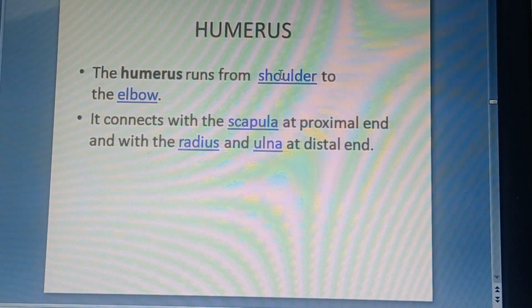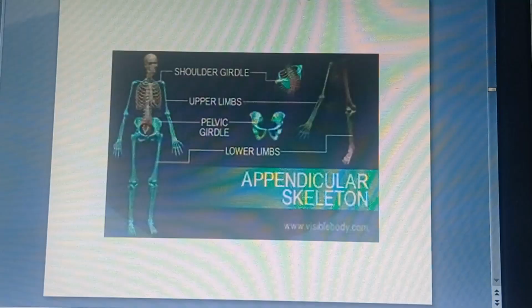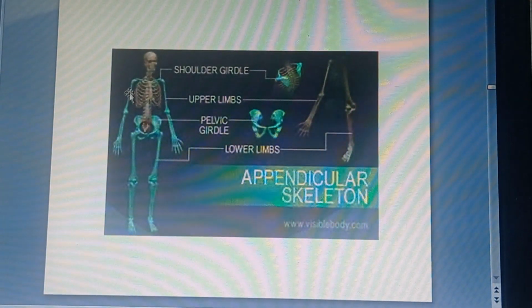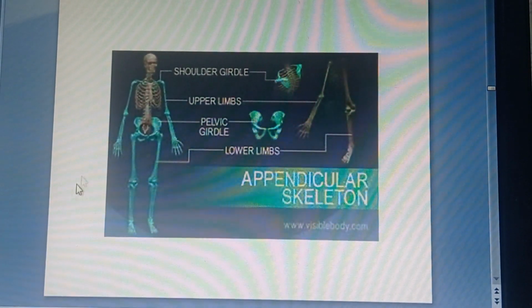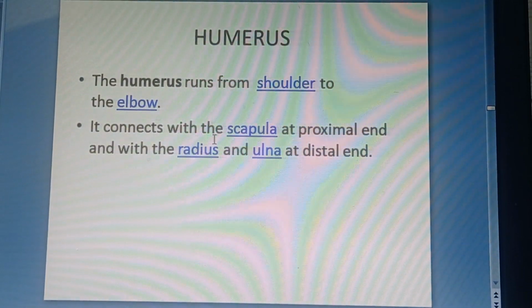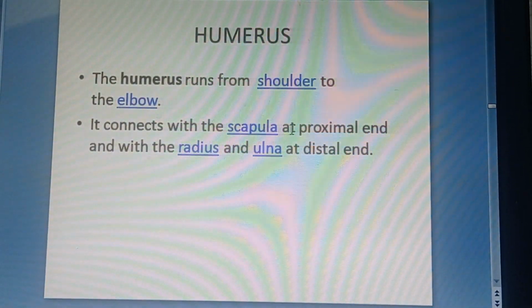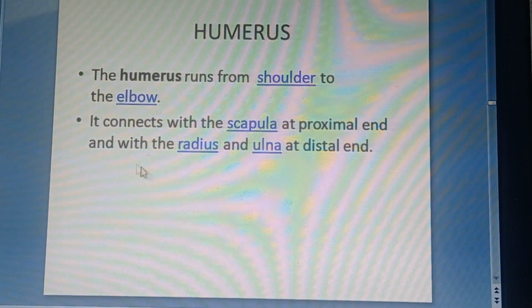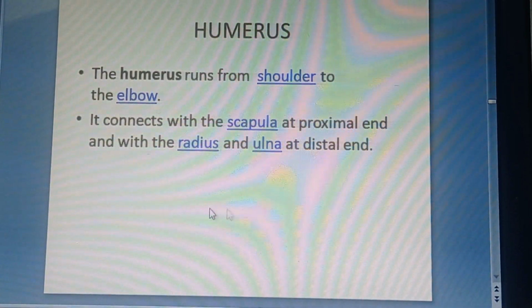Humerus runs from shoulder to elbow. As we can see in this picture, it runs from shoulder to elbow. It connects with the scapula. Scapula is a bone of the shoulder girdle at the proximal end, and with radius and ulna at the distal end.